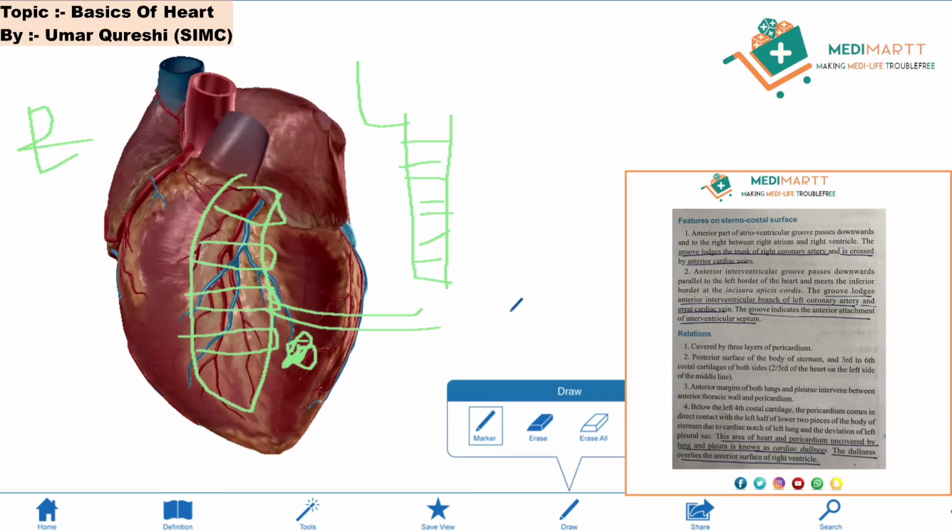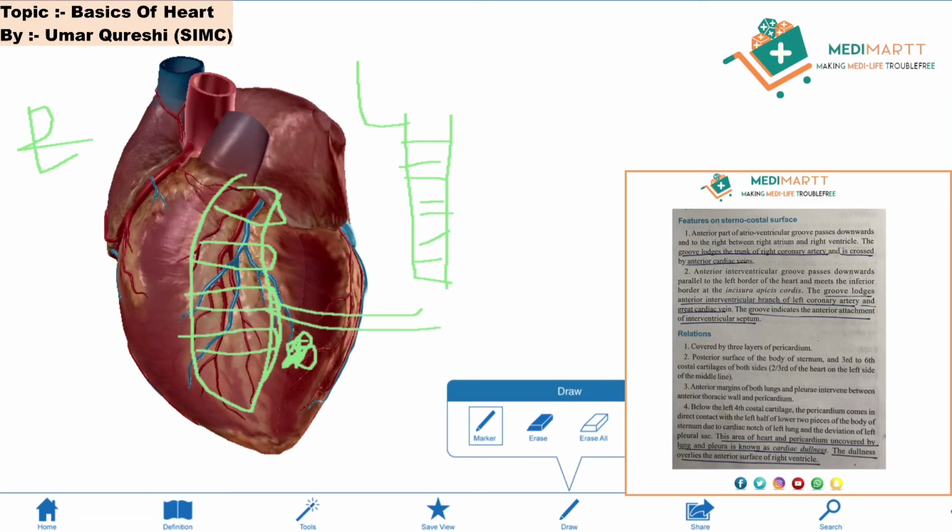So what it is saying is that this pericardium comes in direct contact with the left half of the lower two pieces of the body of the sternum, due to the cardiac notch of the left lung and the deviation of the left pleural sac. For this you have to understand the lungs. Right now, please understand that the pericardium comes in direct contact with the left half of the lower two pieces of the body of the sternum.